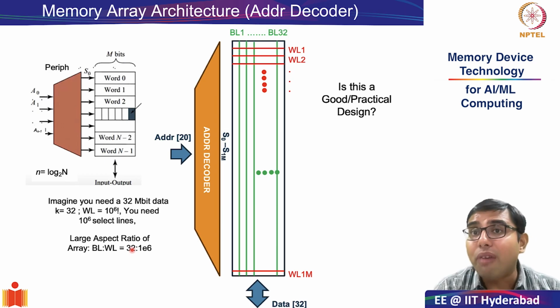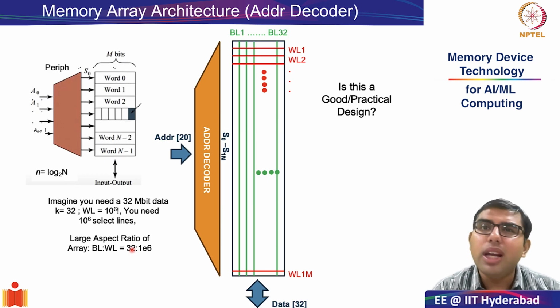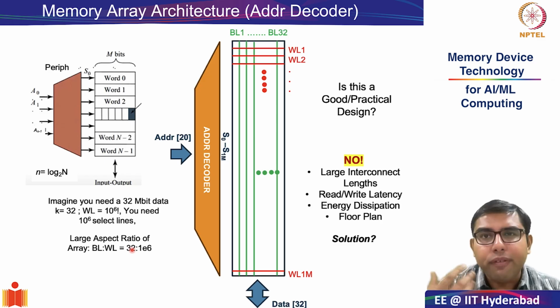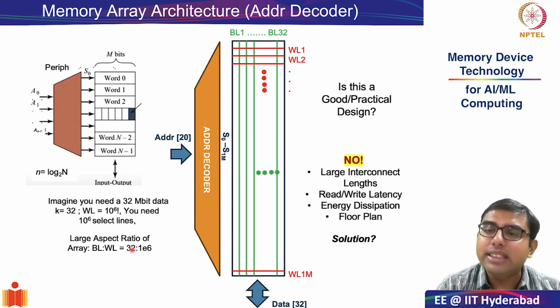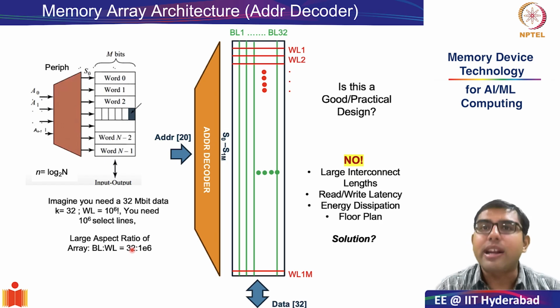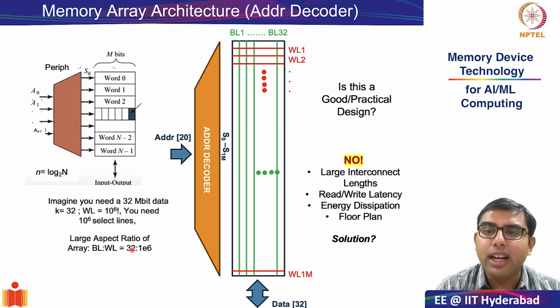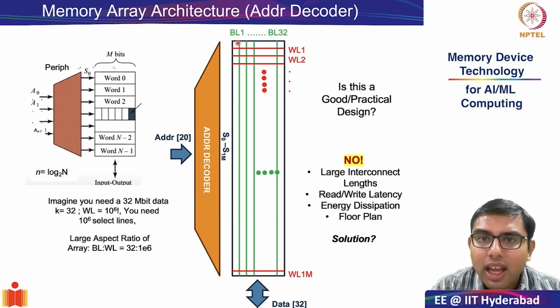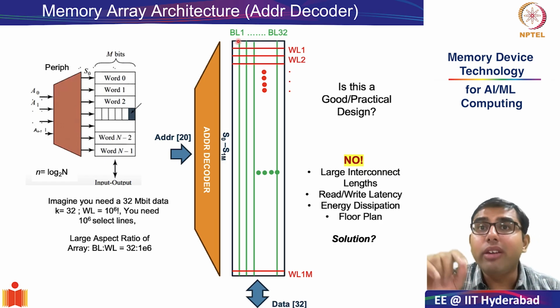So here we bring our first question. Is this really a very practical design? Is this a very good design? And immediately, if you think very carefully about it, you will see that no, this is not a good design at all. Why is this not a good design? First and foremost, just see what is the size of the bit lines. Individual bit lines are really, really long. Here I have indicated the 32 bit lines by these vertical green lines.